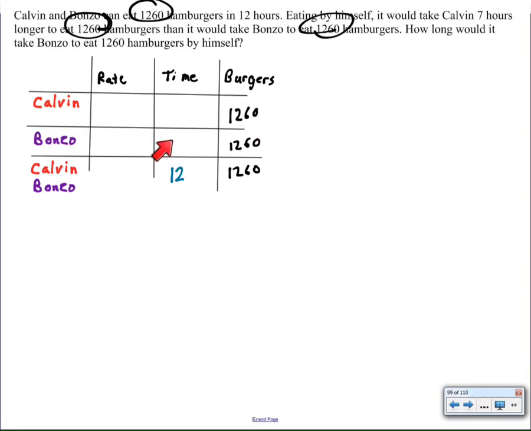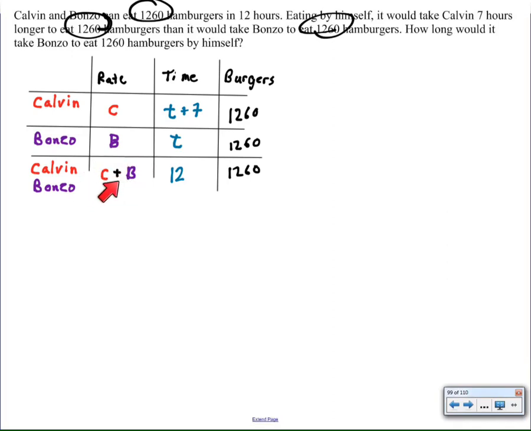That's the thing I need to solve for, my independent variable. So that's what I put, time. And then I know Calvin, if I add 7 hours to Bonzo's time, I get Calvin's time. The other stuff, unknown. I don't know how long it took, I don't know how fast Calvin ate, I don't know how fast Bonzo ate, but I do know how fast Calvin and Bonzo ate together.